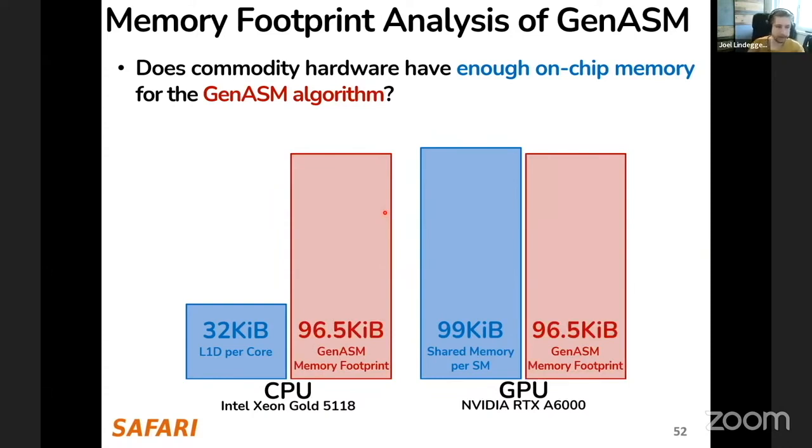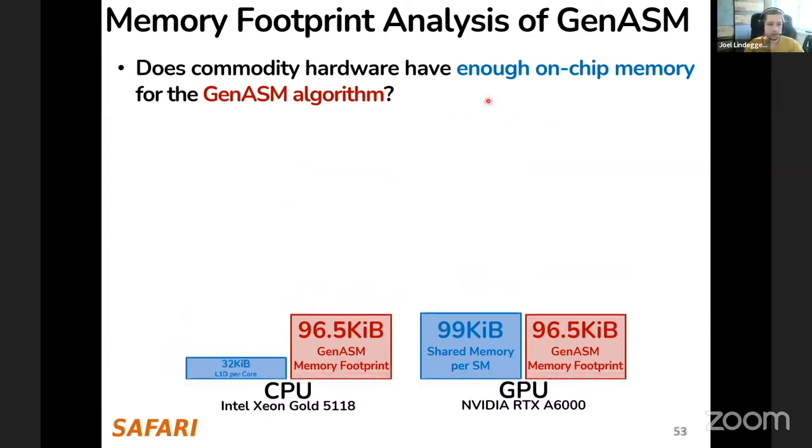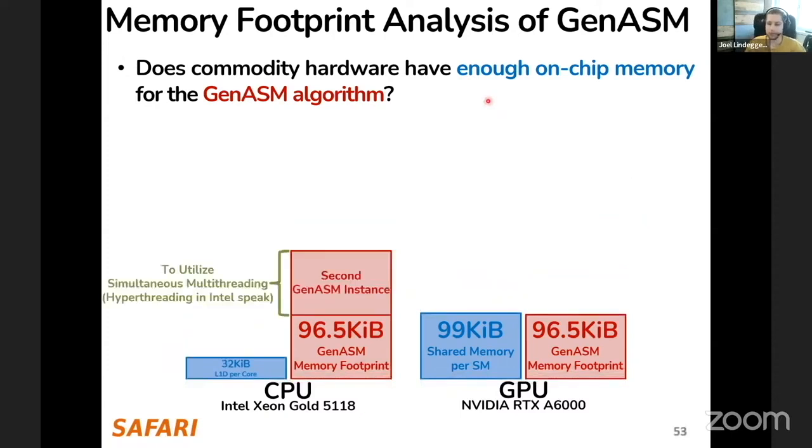And as you can see in the CPU case, it's already a bit of an issue. The CPU doesn't have enough on-chip memory capacity for the memory footprint. In the GPU case, it kind of barely works out. But once we introduce simultaneous multi-threading, the picture changes significantly. Simultaneous multi-threading is called hyper-threading in Intel speak.